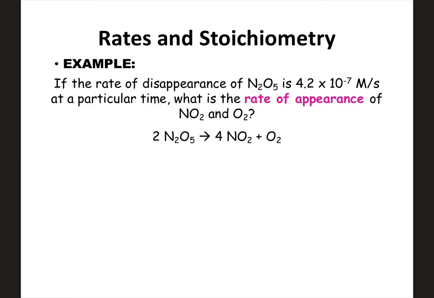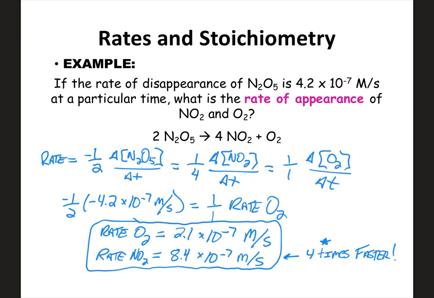This is your chance here to try one of these. This particular one says if the rate of disappearance of N2O5 is 4.2 times 10 to the minus 7th molar per second at a particular time, what is the rate of appearance of NO2 and O2? All right, so I want you to try this on your own right now. Write out your expression, plug in and solve, and you can pause the video right now and try it. And when you rejoin, I'll have it solved for you. So right now I would pause the video and try it.